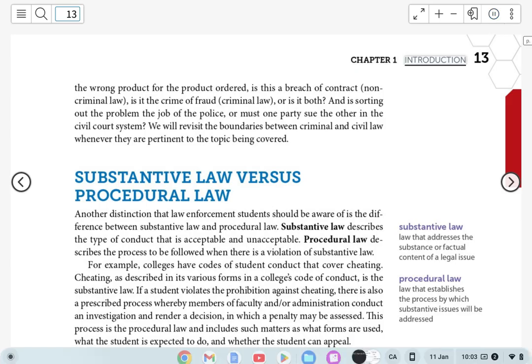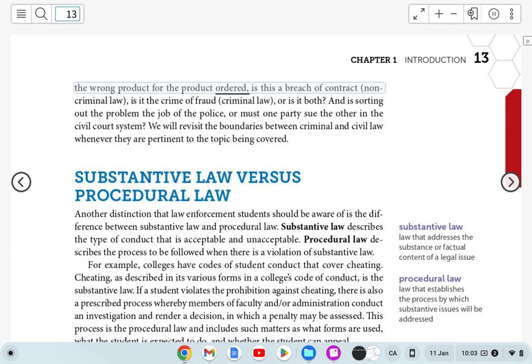The wrong product for the product ordered. Is this a breach of contract? Non-criminal law. Is it the crime of fraud? Criminal law, or is it both? And is sorting out the problem the job of the police, or must one party sue the other in the civil court system? We will revisit the boundaries between criminal and civil law whenever they are pertinent to the topic being covered.